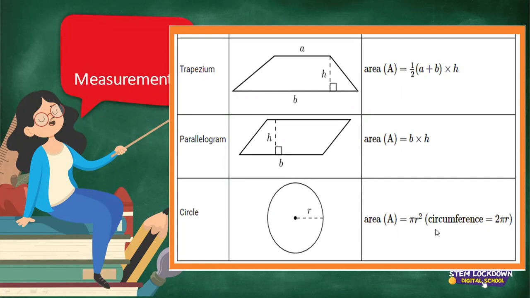In case you want to find the circumference of a circle as well, the circumference of a circle is 2 pi r. That is how we find the circumference, or the perimeter. The circumference of a circle is the perimeter of the circle, so it is 2 pi r. But the area is pi r squared, okay?